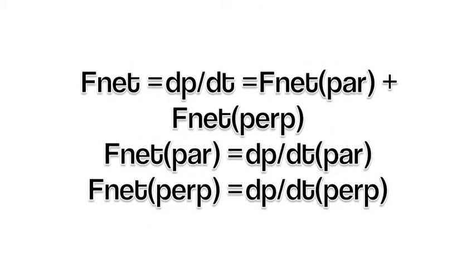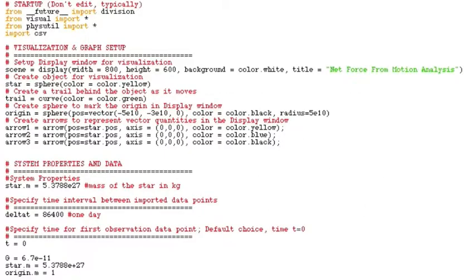For this model, the calculations for dp/dt are very close to F net, and therefore we will set them equal to each other. So, F net equals F net parallel plus F net perpendicular, and F net equals dp/dt parallel plus dp/dt perpendicular. In the code, I adjusted the mass of the star, position of the black hole, which I called the origin, the change in time, and I initialized the mass of the black hole to 1.